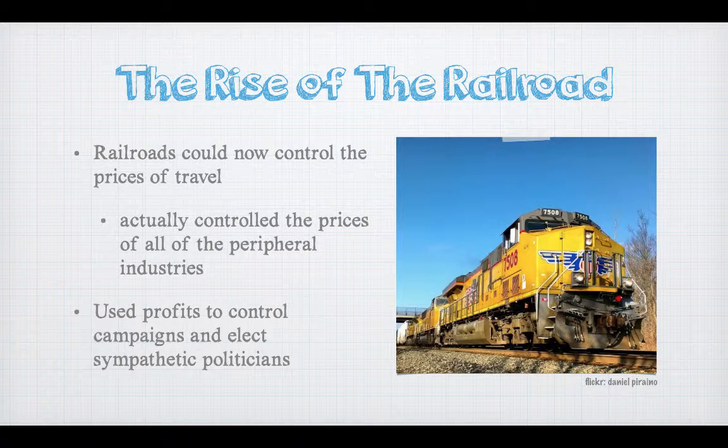Again, you could now see how the railroads would start controlling prices. There's not as many. They control everything. And they started to control the prices. They started to lower the cost of labor, increase the cost of shipping goods on the railroad or travel on the railroad. And they were making massive profits. They used these profits to control the politics, to put people sympathetic with their cause into power.